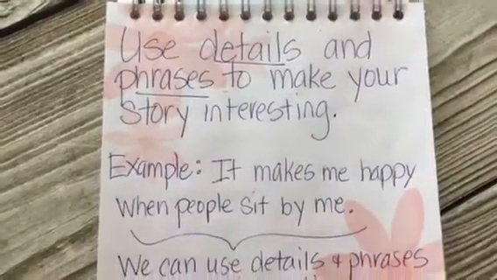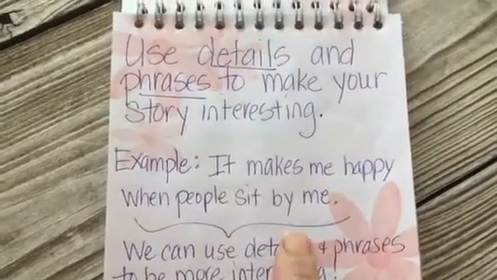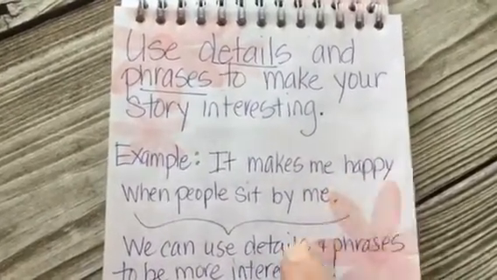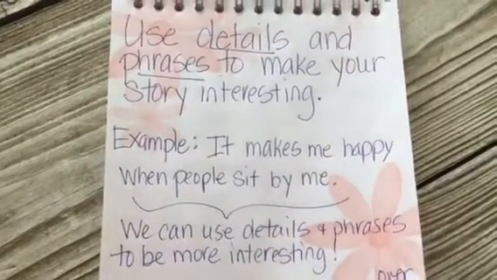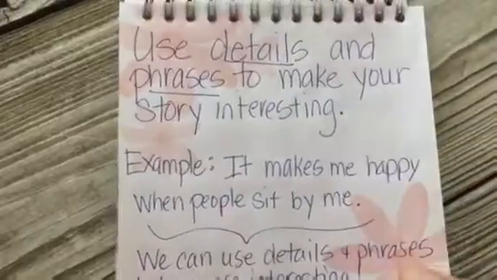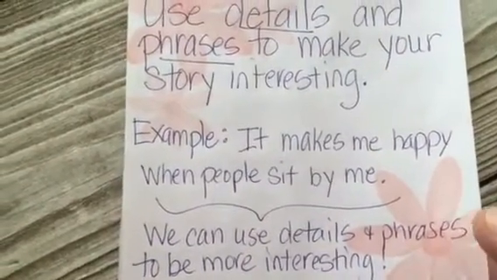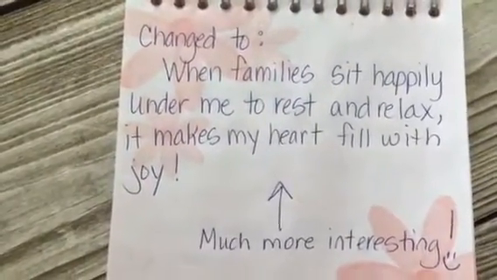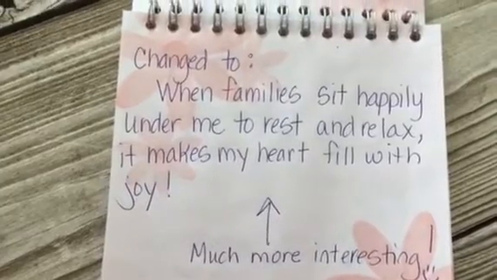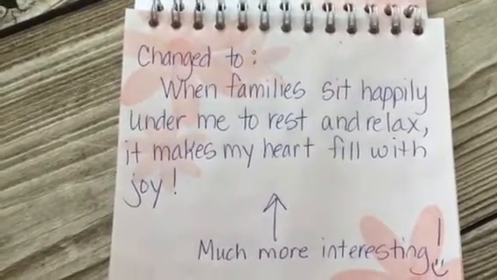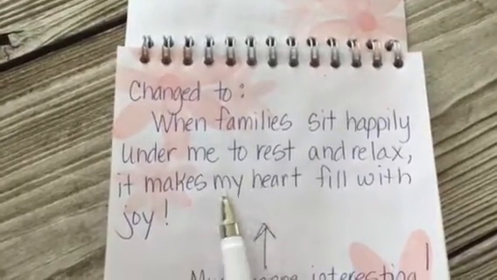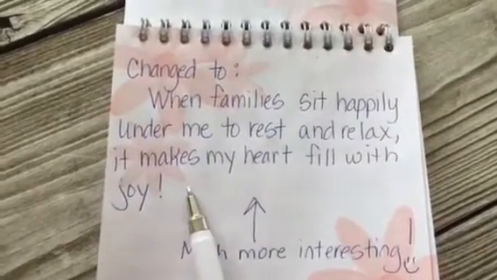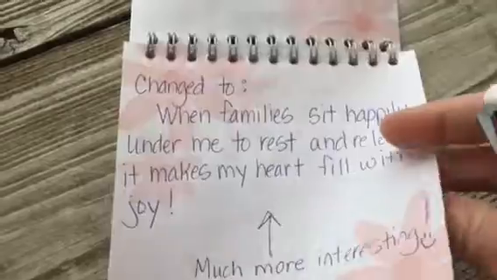Use details and phrases to make your story interesting. Here's an example. It makes me happy when people sit by me. We can change some of these simple words. We can use details and phrases to be more interesting. So here we're going to take it makes me happy when people sit by me and make it a little more interesting. We changed it to when families sit happily under me to rest and relax, it makes my heart fill with joy. So instead of saying happy, the reader can figure out that the tree is happy because it makes my heart fill with joy. Must mean I'm really happy. Much more interesting there.